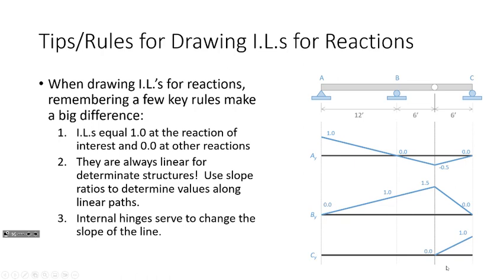So if I know that this is 1 and this is 0 and this is a line, 1 is to 12 as something is to 6, I can figure out that negative 0.5 by just using like similar ratios, just using lines, right? And look what happens for every influence line at the hinge. The hinge changed the direction.